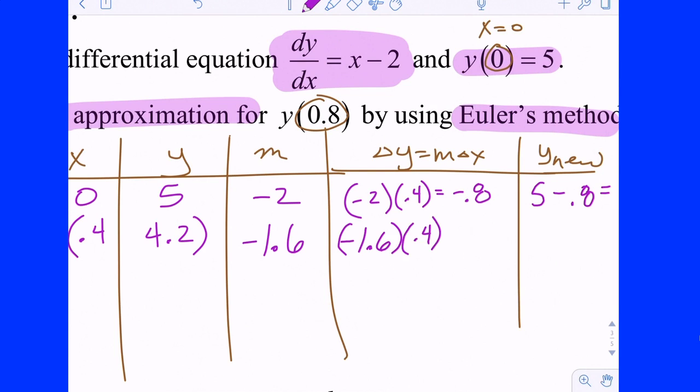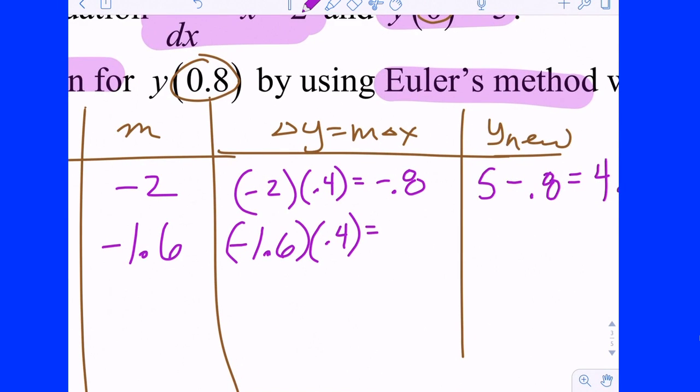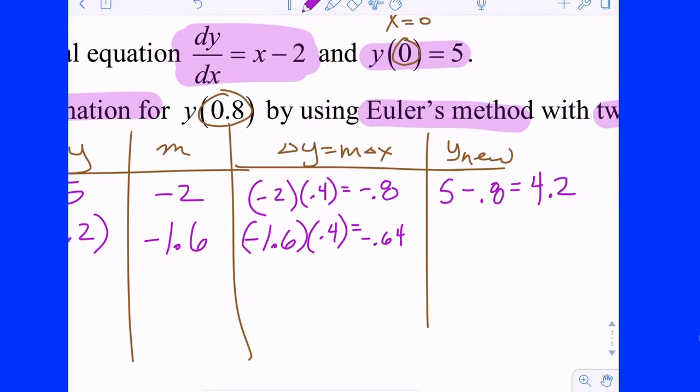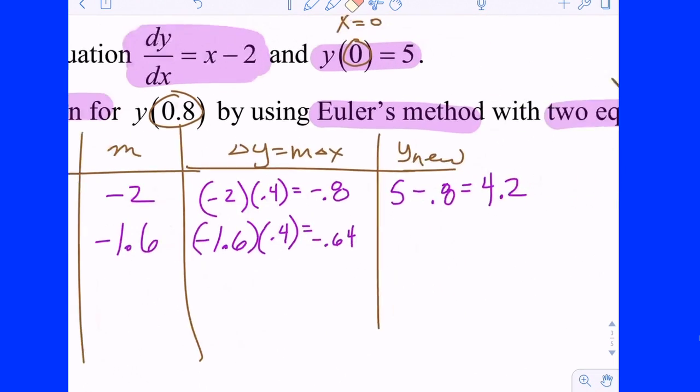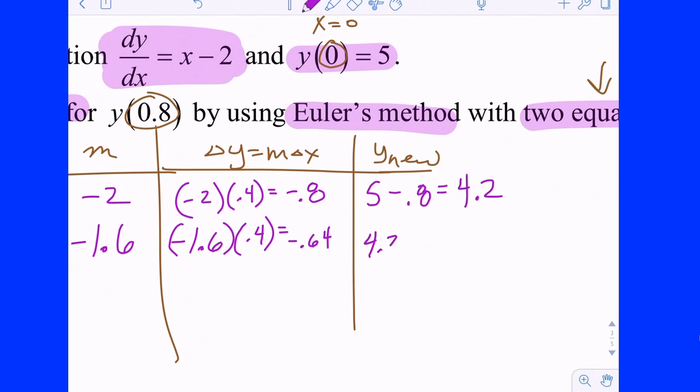Now we find our new delta y, which is the slope we just calculated, times our delta x, which is 0.4. And if we type that in to our heads, we get negative 0.64. So we're inching out, again, horizontally by the same amount, 0.4, but we've only gone down now by 0.64 instead of a full 0.8. So the new y value is the old y value, 4.2, and now we've gone down another 0.64. And so that gives us 3.56.